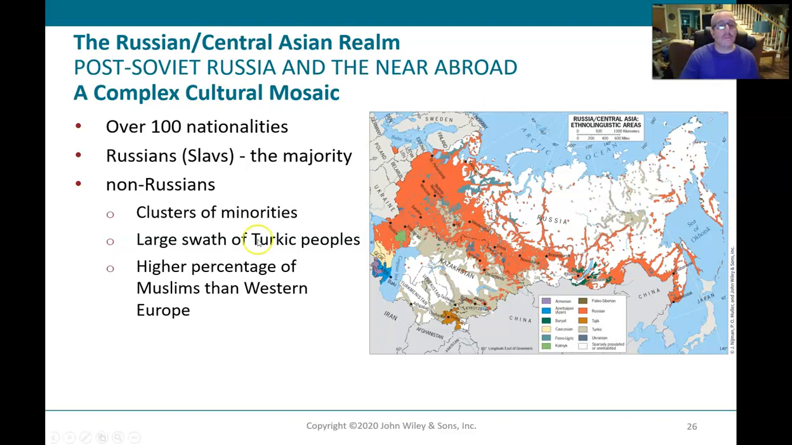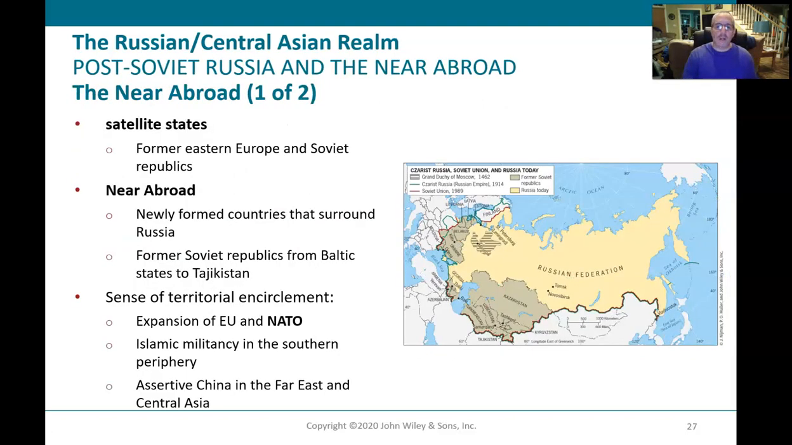So again, there's over 100 nationalities within the Russian boundary. So you have a lot of different cultures, even languages that are spoken within Russia. Although most of Russia does speak Russian, some of the people have a secondary language that's more common in their individual areas.